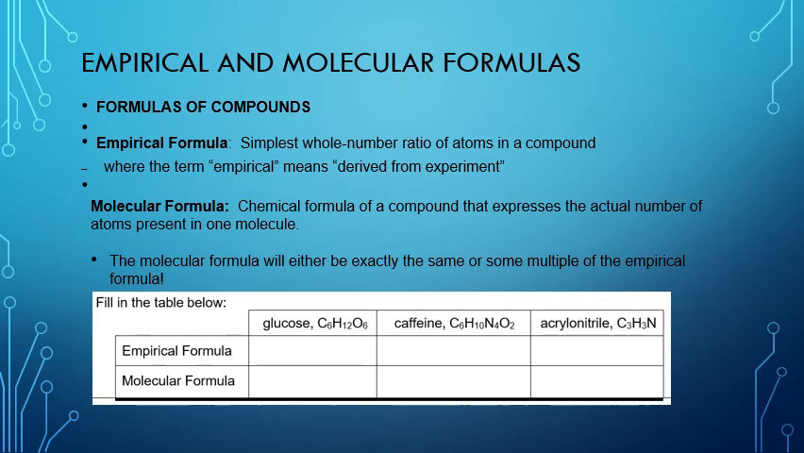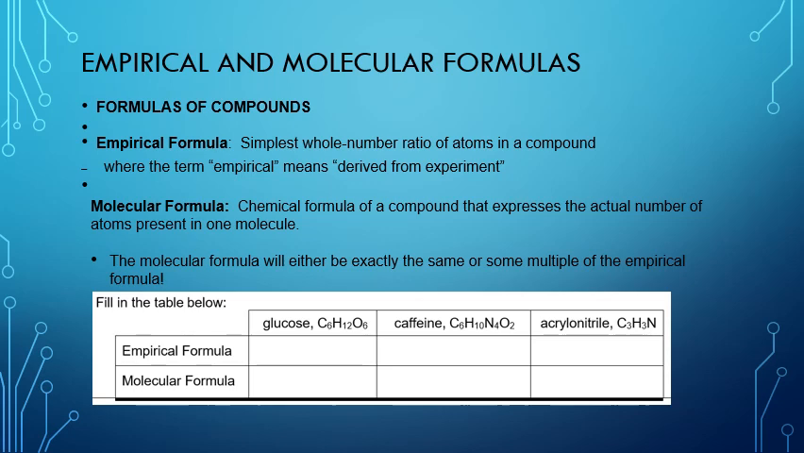A molecular formula is simply going to be a chemical formula that is a whole number multiple of the empirical formula. Now, the empirical formula in many instances will be the same as the molecular formula, but it doesn't have to be. The molecular formula will always be a whole number multiple of the empirical formula.